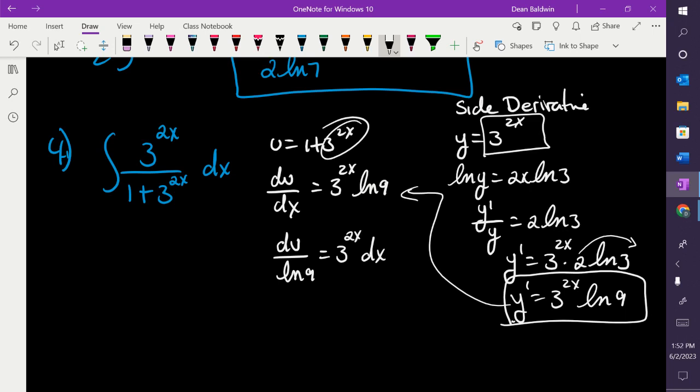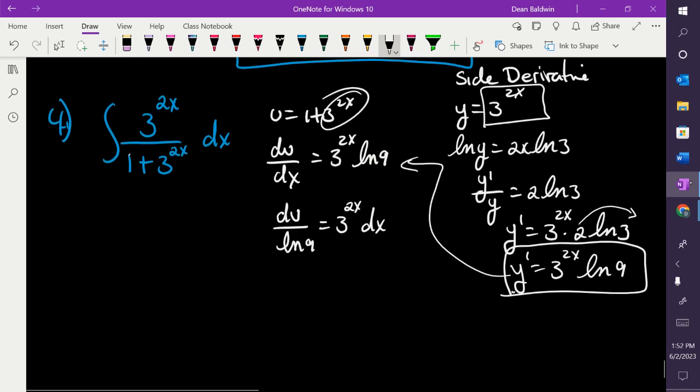Are we with me? So this is the derivative. I'm dividing off the natural log of 9 and multiplying the dx up. Okay, now 3 to the power of 2x dx is right here in our integral. We've already said that that is u.